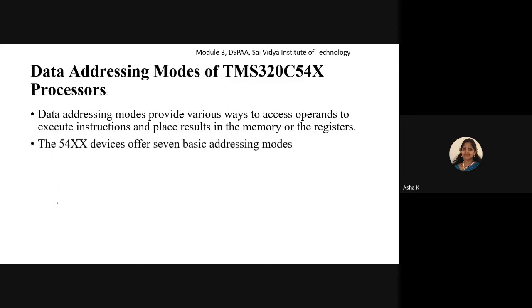So we have seven basic addressing modes in case of the Texas Instruments manufactured 32-bit complementary metal oxide semiconductor based C54XX family processors. The first one we call immediate addressing mode. As we learned in module 2, if I use any immediate number or immediate value in the instruction, we call it an immediate addressing mode. The second one we have here is absolute addressing mode.